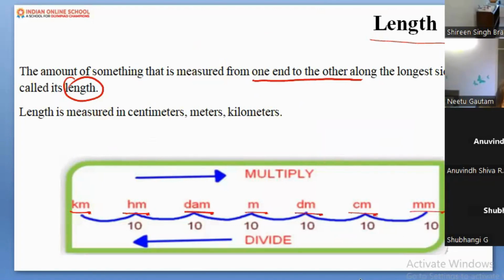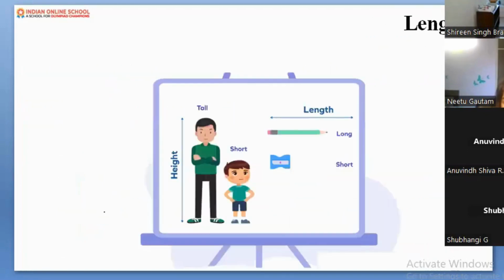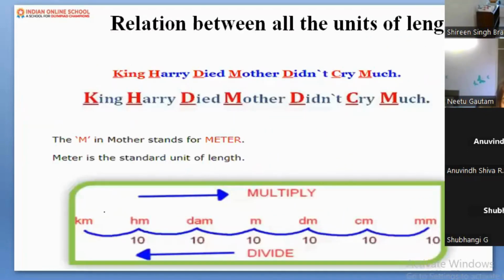Now, do you think that learning all these things sometimes becomes confusing for us? We can forget how many decameters are in a kilometer, or how many meters are in a hectometer. We might be confused. To make all these things easier, we have one trick. And what is that trick?